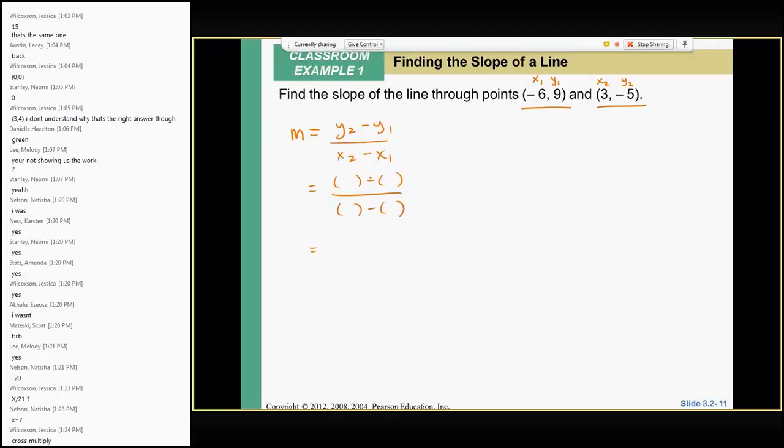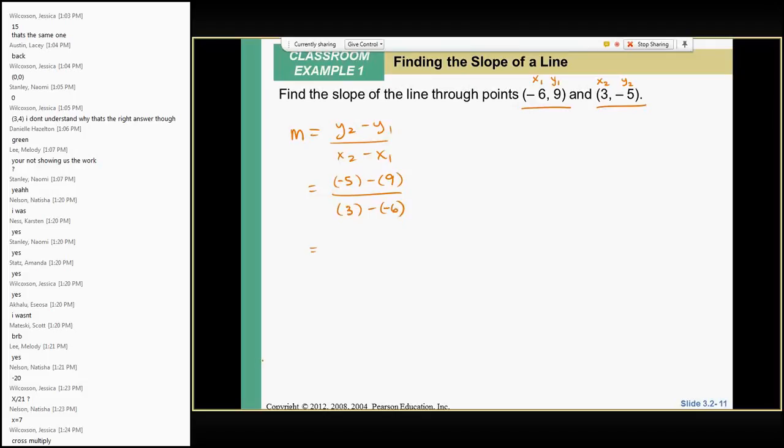And if go ahead. -5. Derek, Stacy, can you hear me? Yeah? Okay, good. All right, can you repeat the question one more time? Tell me what you put in the numerator. The numerator? For y2, you'd put -5, and minus y1, which is 9. Okay, what about the denominator? X2 is going to be 3, and the other -6.